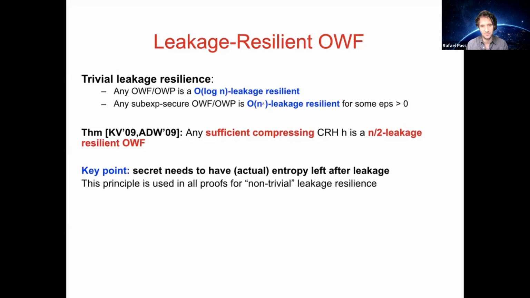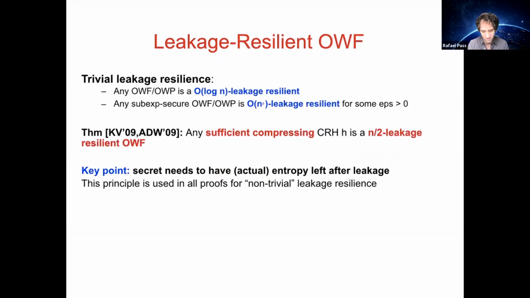And the key point for why this argument works is that, take your one-way function. If it compresses the input x, there is actually a lot of entropy left in x after you get the output of the function. In fact, even if you get the output of the function and additional leakage, there's still a lot of entropy left in the secret x. So really, to make this argument go through, we rely on the fact that the secret has a lot of actual entropy given the output of the function and after the leakage.